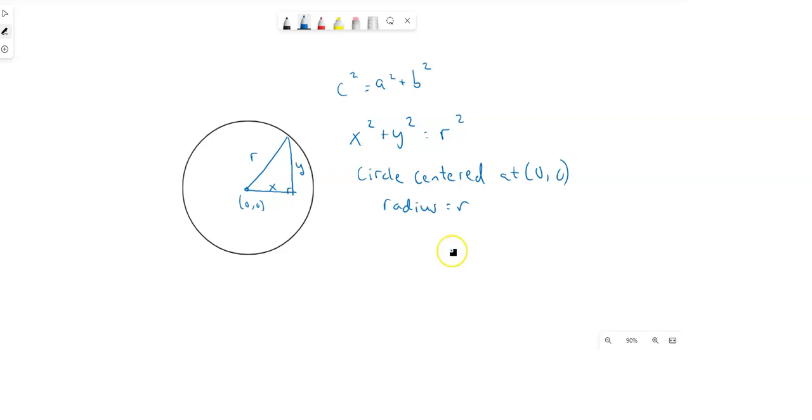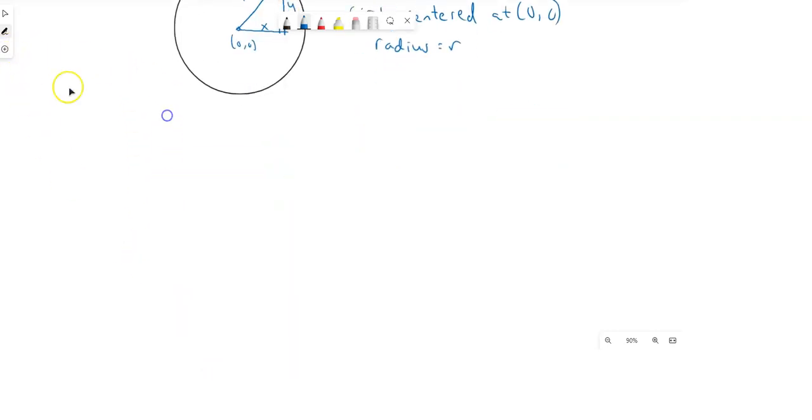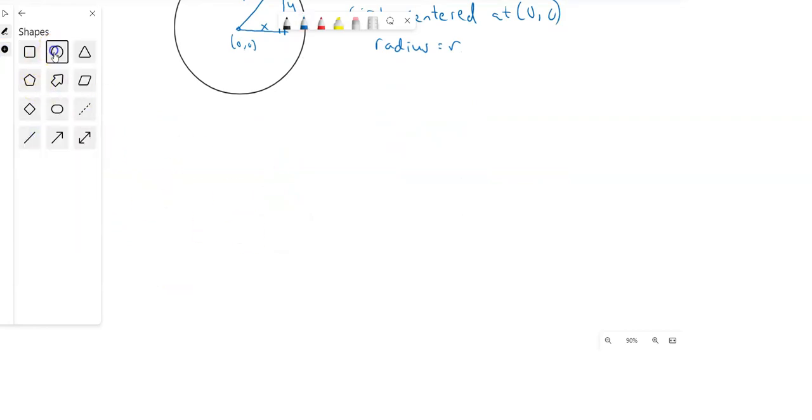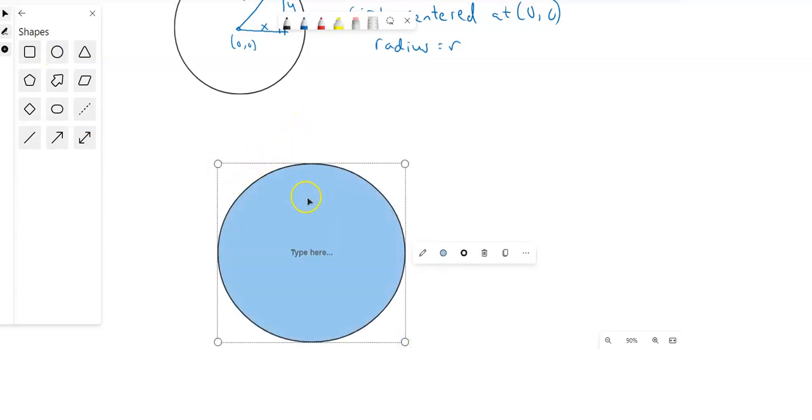Okay, what if the center is not at the origin? What if the center is somewhere else? So let's get ourselves another circle. And this time, I won't specify that it has to be centered at the origin. I'm going to just center it at some point. Let's call that point HK. Why? Because that's what mathematicians use, so let's be consistent. All right, so there's HK.